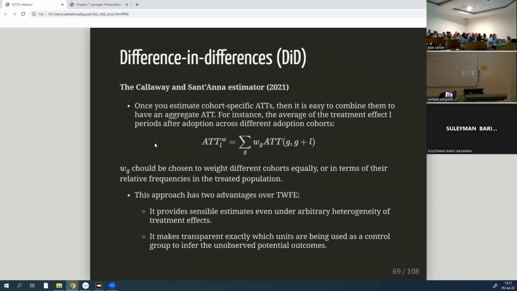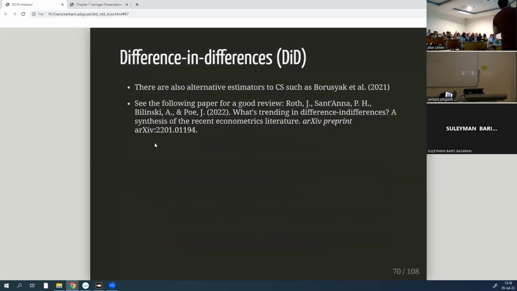And of course, this avoids the problem of two-way fixed effects, that negative weighting problem. That forbidden comparison problem is no longer here because the solution to that is in this paper, right? It doesn't use those forbidden comparisons. And it's also more transparent. You can also see cohort specific ATTs, and you can just combine them in whichever ways you want.